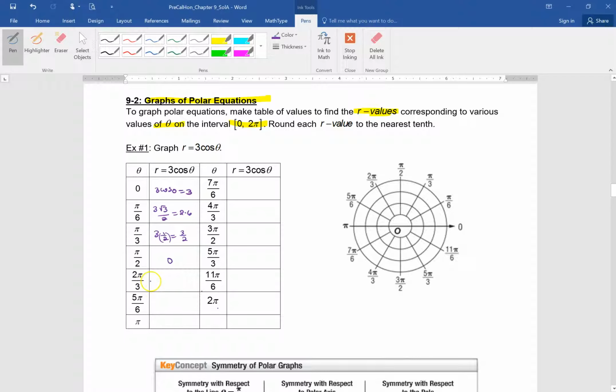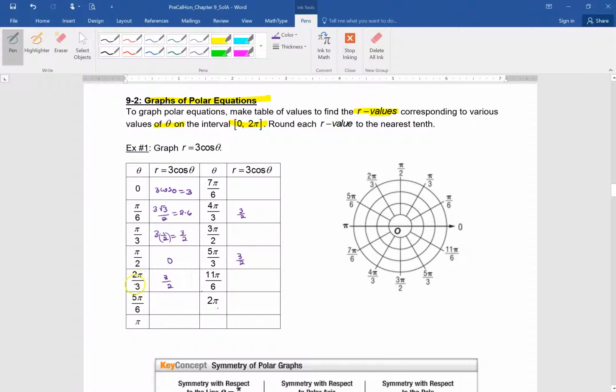Now, if you have cosine of 2 pi over 3, how much is that? Negative 1/2, right? Because it's over 3, the cosine is going to be the same as the pi over 3 one, a half. The only thing you have to fix is the negative. So all the over 3's are going to be 3 over 2, and then you have to fix your negatives.